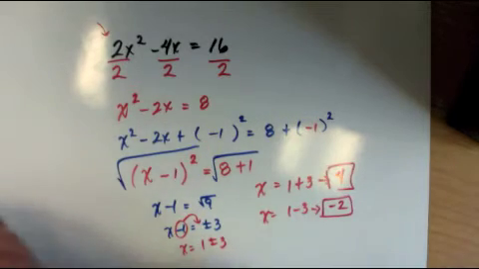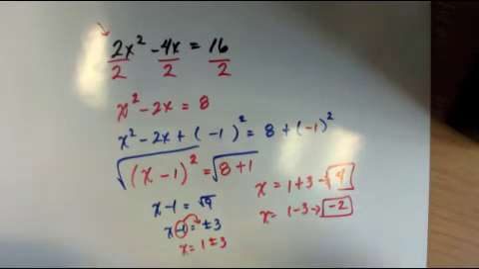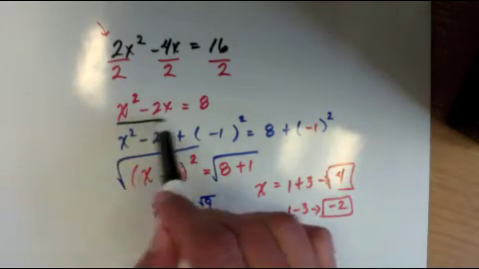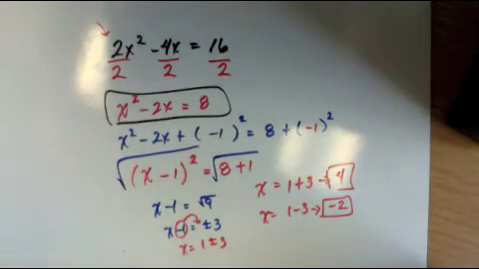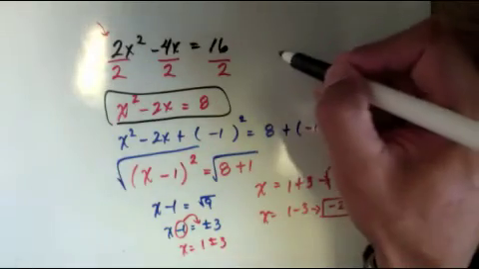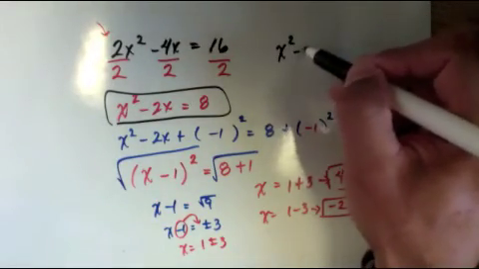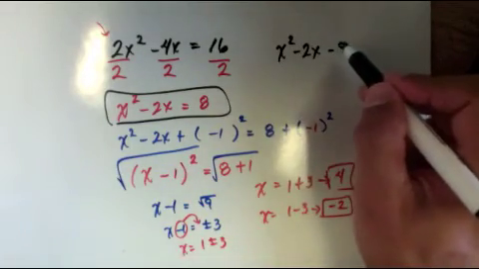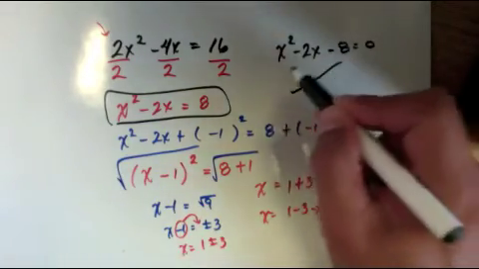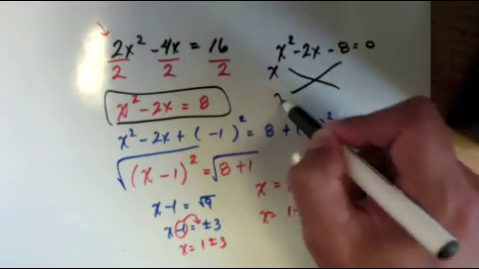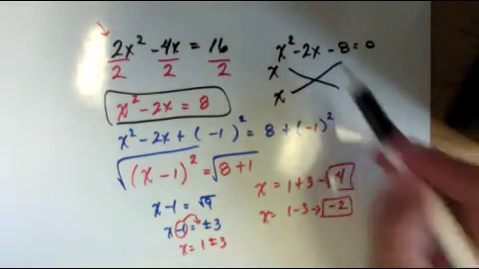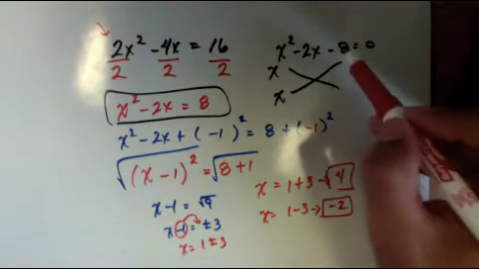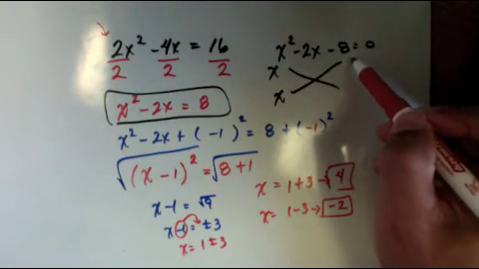Okay. Now, because I was able to get whole numbers, that tells me that I would be able to factor this guy. So let me go ahead and see if I can do that real quick. X squared minus 2x. I'm going to bring the 8 over. It's going to be a negative 8. Can I factor this? Let's see, x and x. Factors of negative 8. The factors of 8 are 4 and 2.